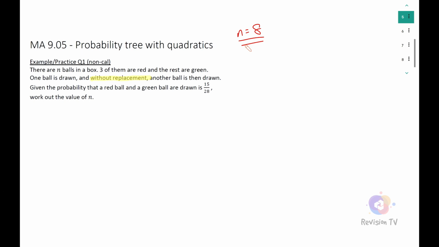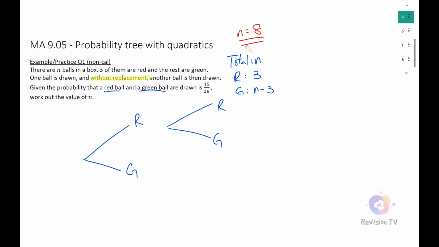There are n balls in the box, so total there are n. Three of them are red, so red there are 3. The rest of them are green, so it'll be n minus 3 for green. One ball is drawn without replacement, and another ball is then drawn. Given the probability that a red ball and a green ball are drawn is 15 over 28, find the value of n. So red and green, red and green.